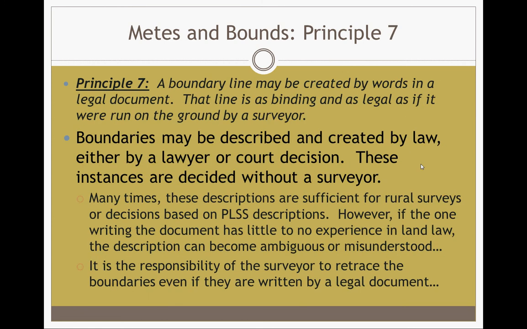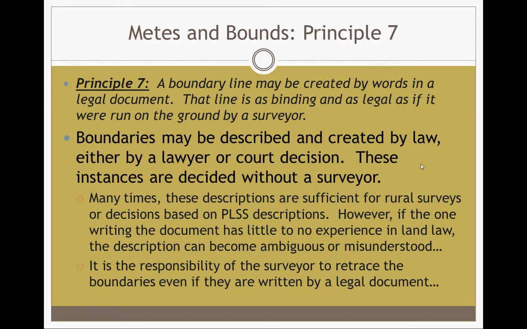Principle 7. A boundary line may be created by words in a legal document. That line is as binding and as legal as if it were run on the ground by a surveyor. And you see this a lot of times. A lawyer can give a boundary description, or a court decision may give a boundary description that may never involve a surveyor. Okay?